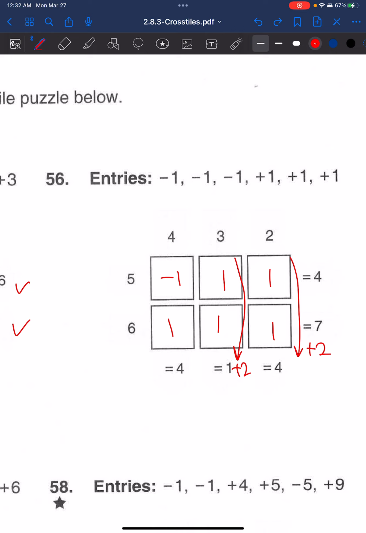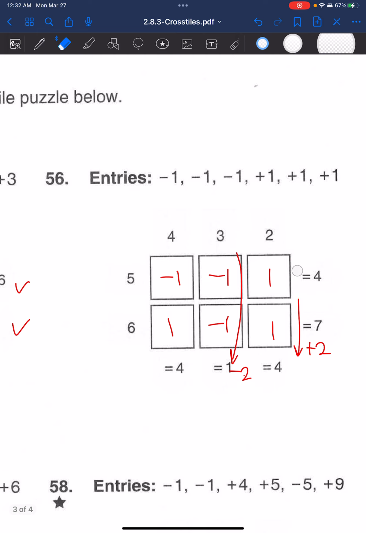Oh, sorry. I thought it was 1 to 3. So it was actually 3 to negative 1. So we need to subtract 2. I'm sorry for the confusion. So the only option we have is negative 1 and negative 1. Now let's check if these squares are properly filled.